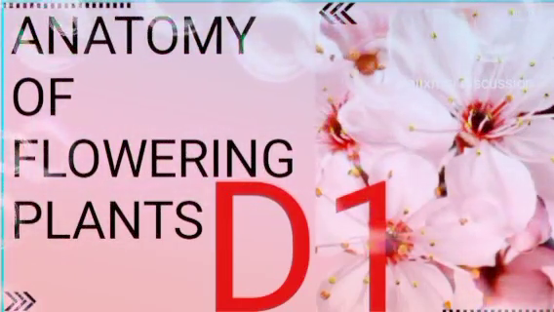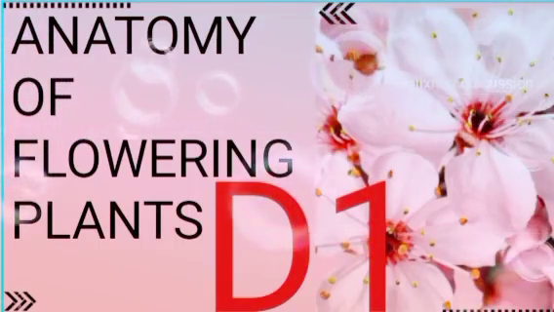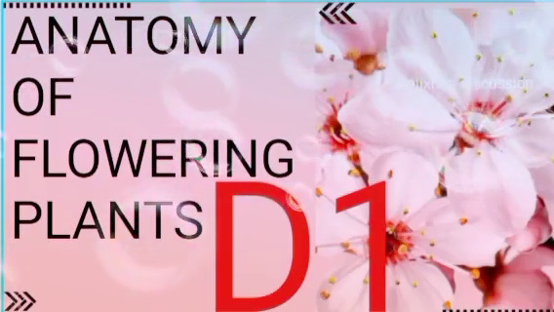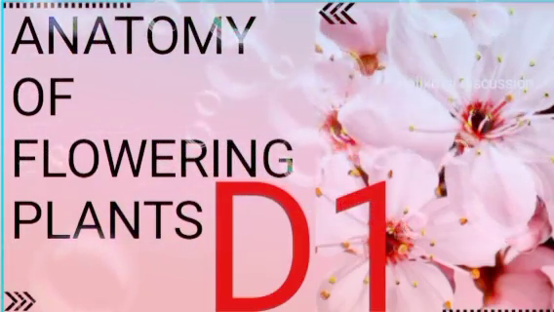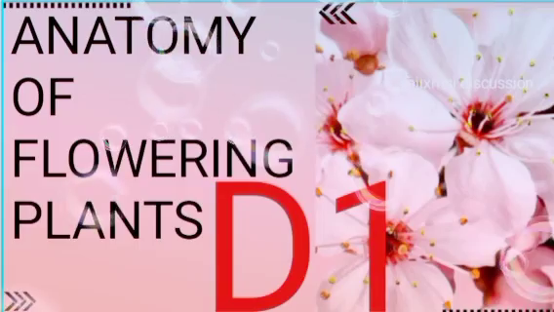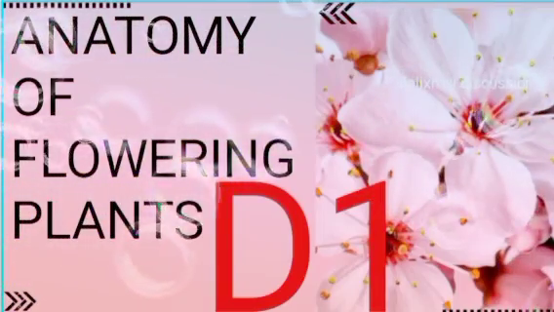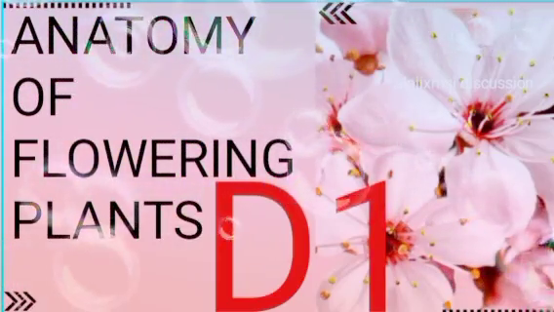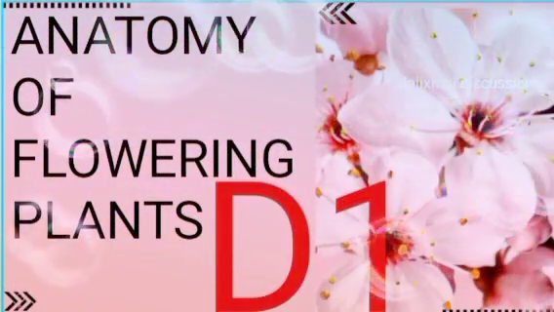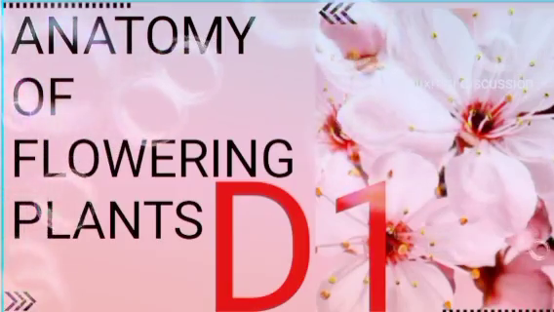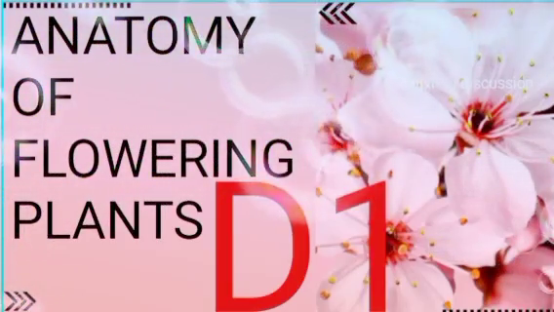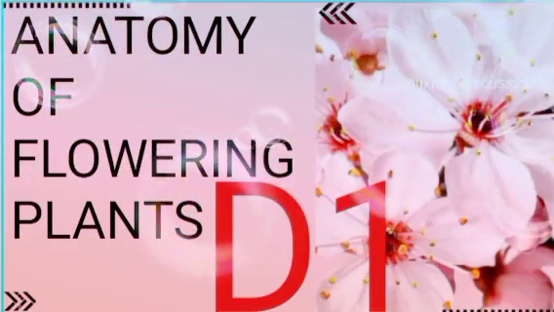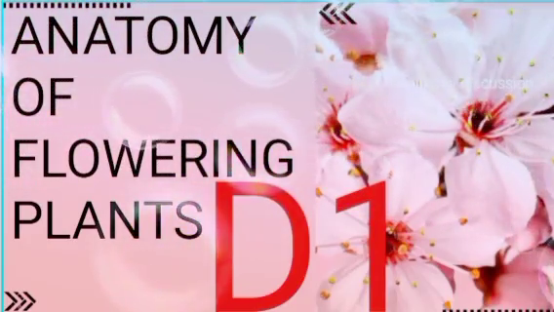The next, such buds are present in the axils of leaves and are capable of forming a branch or a flower. Such buds are present in the axil of leaves and are capable of forming a branch or a flower.